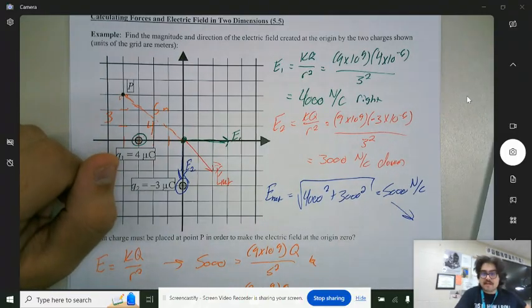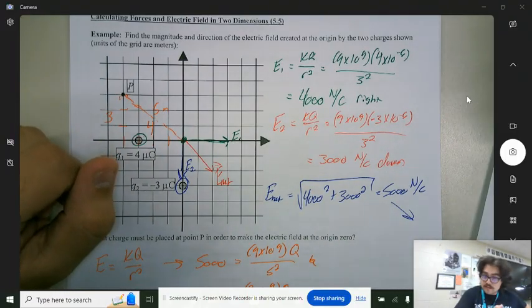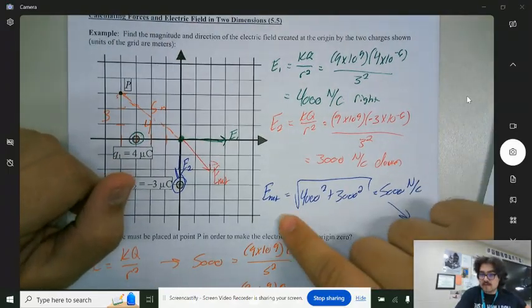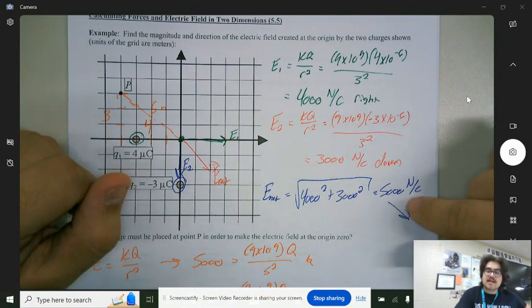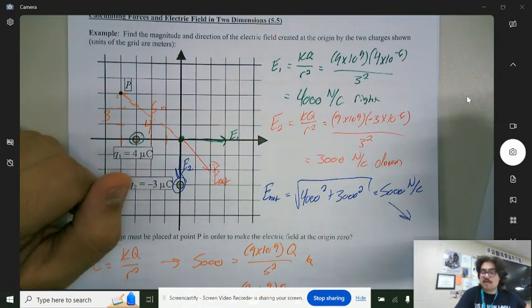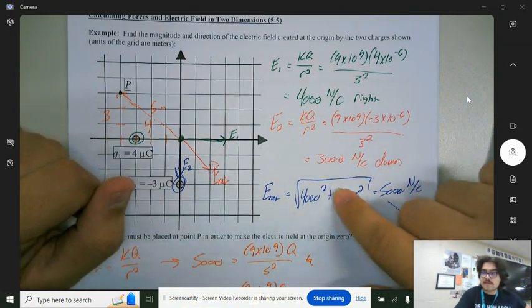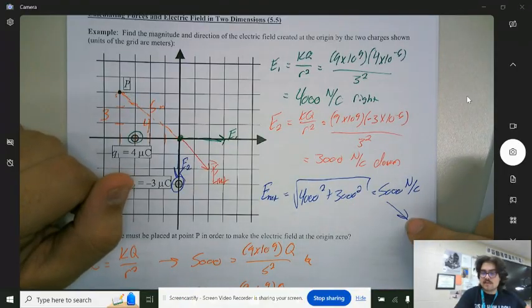And then to figure out the net electric field, you would need to use the Pythagorean theorem, which is this right here. We're squaring both of them, adding them up, and then taking the root of it, and you get 5,000 newtons per coulomb. You probably don't even need to do that step, I'm just now realizing, because this is a Pythagorean triple. And then this is going down and to the right.